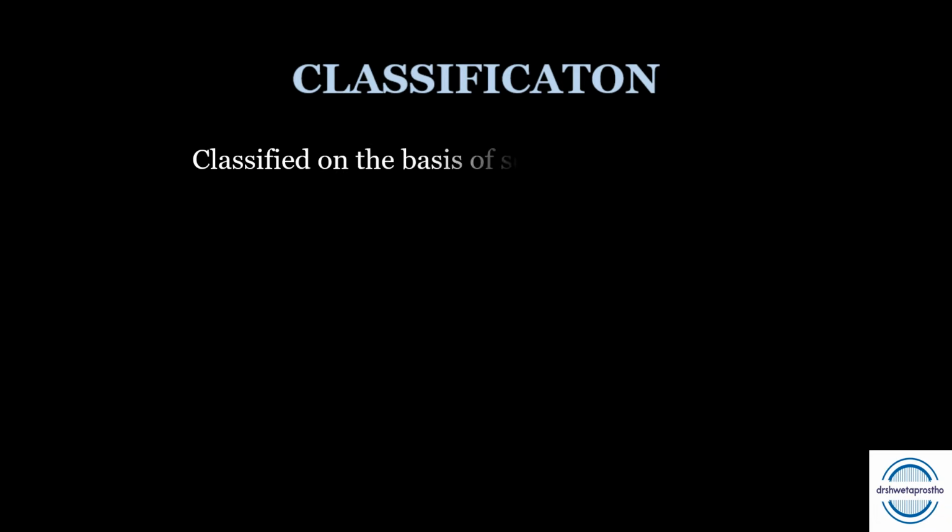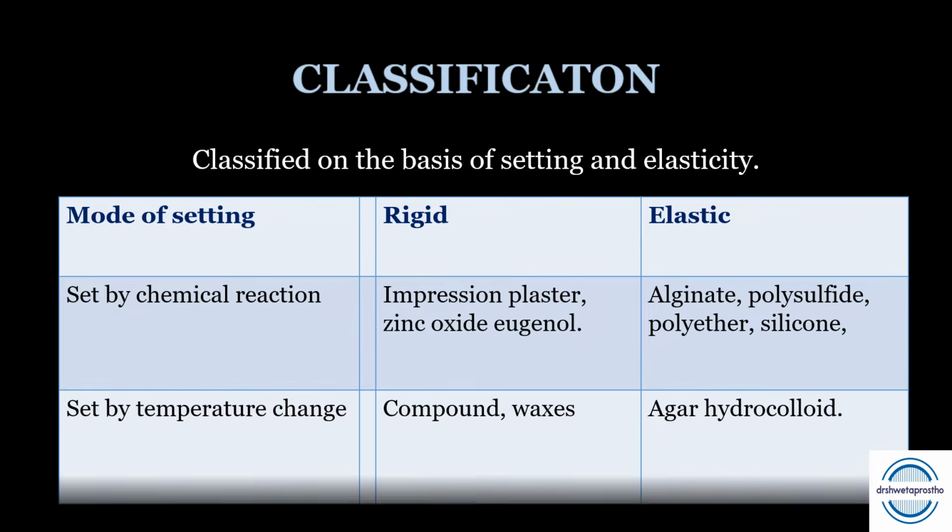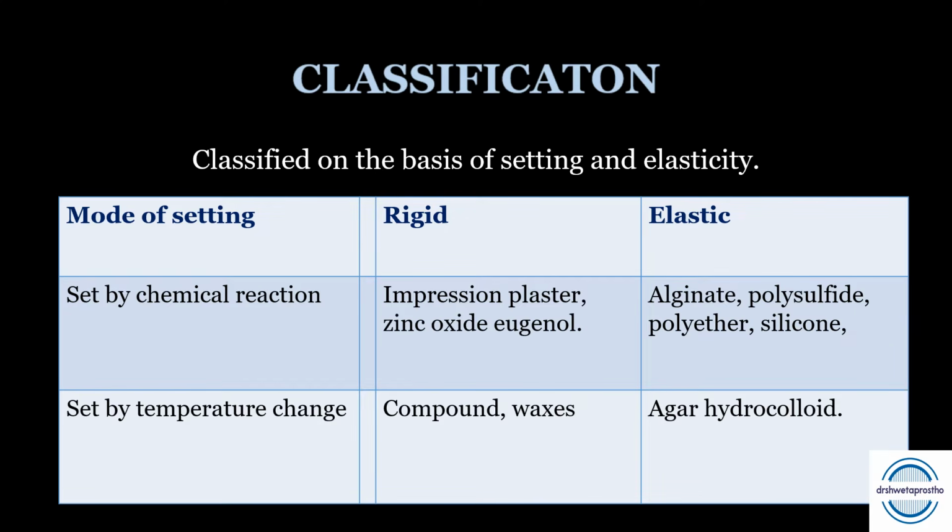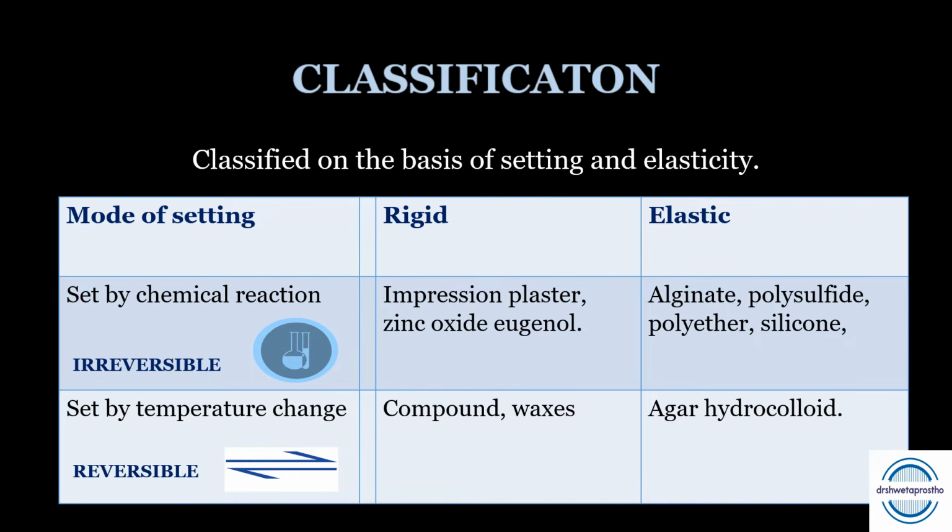Now let us discuss the classification. Impression materials can be classified on the basis of setting and elasticity. Based on the mode of setting, they set by chemical reaction or they set by temperature change. The materials which set by chemical reaction will be irreversible in nature, while the materials which set by temperature change or physical change will be reversible. If we see the vertical columns, the materials can be rigid or elastic. The rigid materials will not be able to record the undercut areas, so they will be used for edentulous cases, while the elastic materials will be used for the dentulous cases.